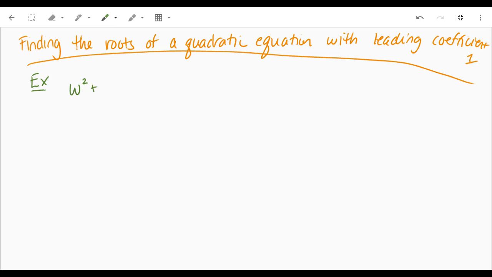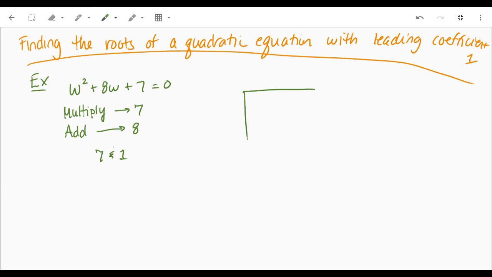So like w squared plus 8w plus 7 equals 0. And if you remember, we'd have to multiply to equal 7, and we'd have to add to equal 8. So that's going to be 7 and 1. Okay, and so then you make your little box.